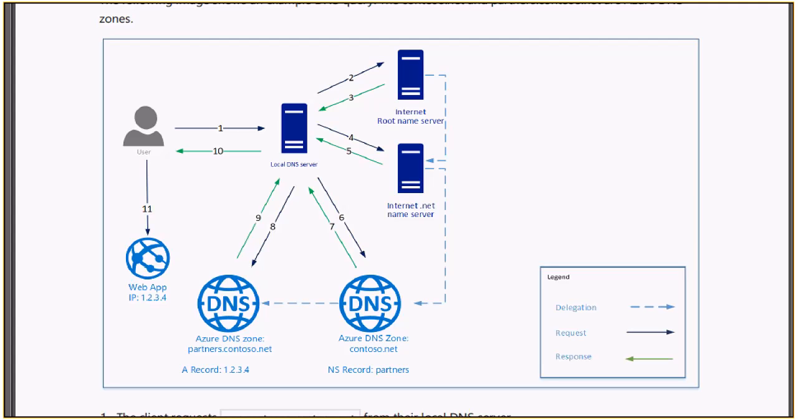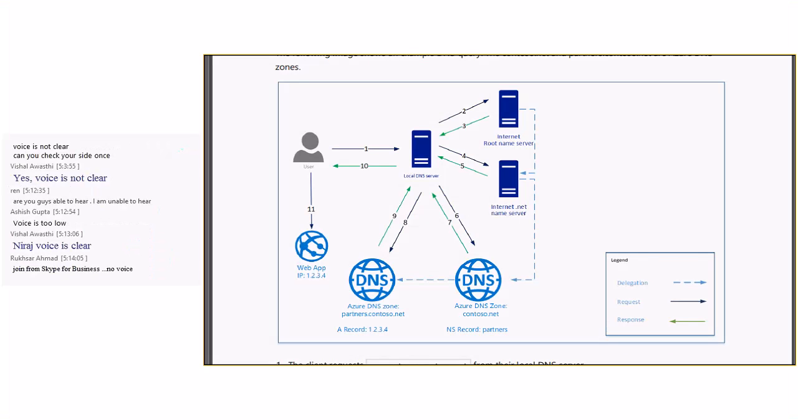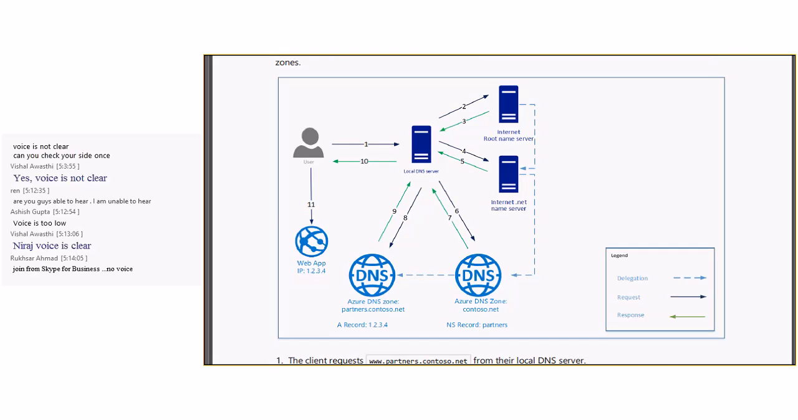So it works in harmony. You have the local DNS server, and then you have root DNS servers, and then you have your internet provider name server, which hosts your domain name, and then you have your Azure DNS. So that's how it works in a complete package.